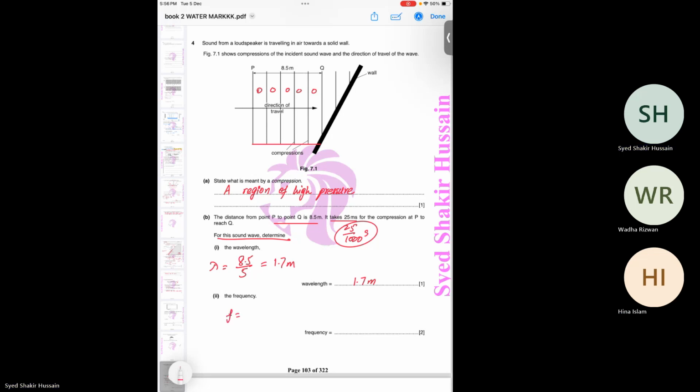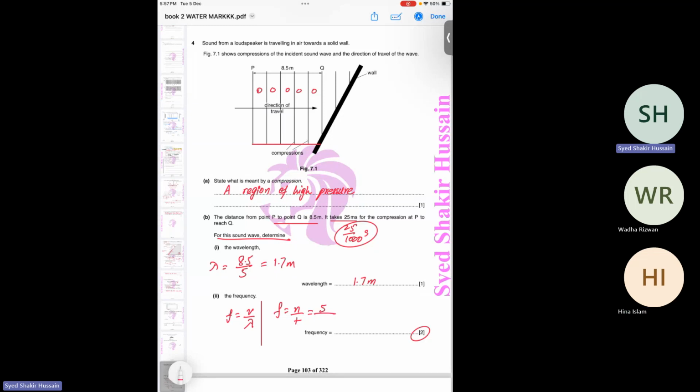The frequency. Frequency is what? V upon lambda. Do I know V? We can figure out V because it's distance upon time. Wouldn't that be a longer process? Can we just use F is equal to N upon T? How many waves are formed between P and Q? 5 waves are formed.